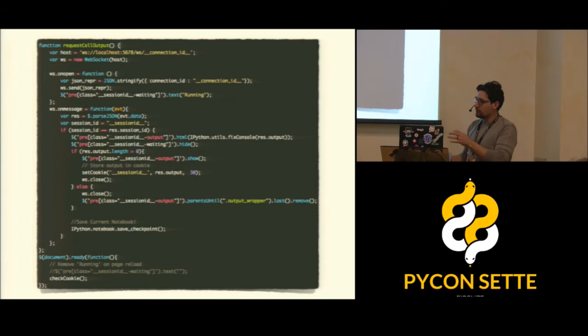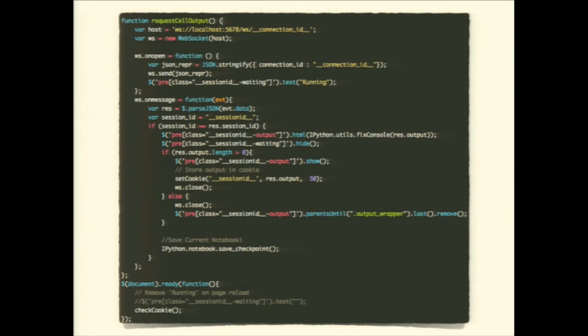And that's because I would like to keep the status of the connection between the client and the server side, because in case you refresh the notebook, you should not lose the reference to the connection, or even the result you got during the execution, in case the WebSocket closed before. In case you have no cookie for that session, basically you have to call this function, the request cell output here, which creates the WebSocket, and when it opens the connection, passes the connection ID to the server just to pair the session ID from the client side to the execution on the server side.